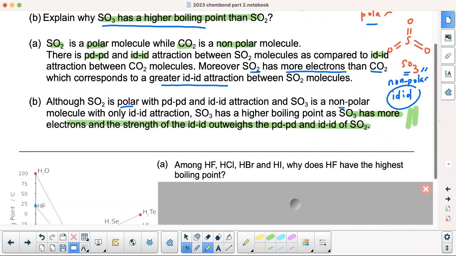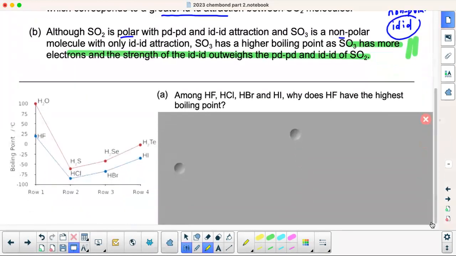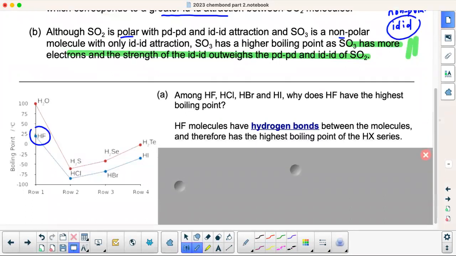Okay, among all these four, right? Why does HF have the highest boiling point? If you look at the graph here, it shows there's a bump. All right, there's a bump up here. So HF should be right at the bottom here. Technically, HF should be over here, but it wasn't here. Okay, it was up here. All right. So they say, why does HF have the highest boiling point? They say because HF has hydrogen bonds. Highest boiling point. Just if I see the word hydrogen bonds, I'm okay.